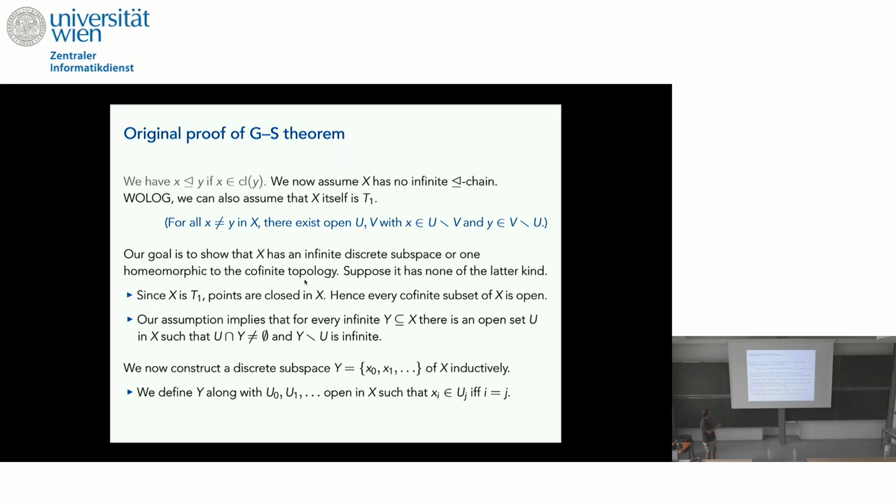Okay, so we're going to use that fact now to recursively construct a discrete subspace. So what are we going to do? We're going to define this subspace Y. We're going to call the elements x0, x1. And along the way, we're going to build these witnessing open sets U0, U1. What U0 will do is it'll contain x0, but not any of the others. U1 will contain x1, but not any of the others. And that in the subspace topology will witness that this is a discrete subspace. Is that okay? Everybody with me?